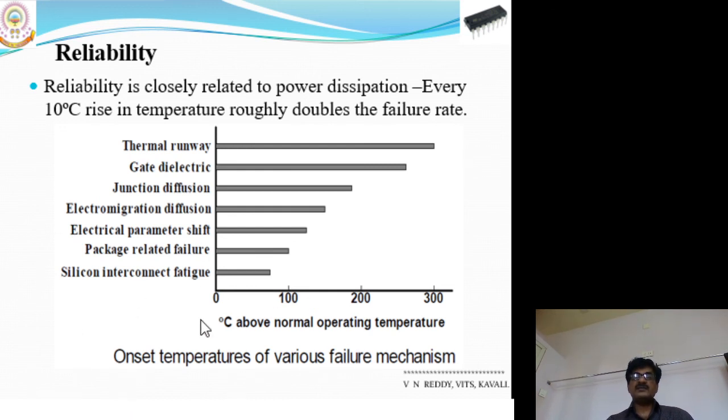Scientists say that for every 10 degrees centigrade rise in temperature, the failure rate roughly doubles. The failure rate doubles for every 10 degrees centigrade rise in temperature. So to avoid that, we need to concentrate on low power systems.